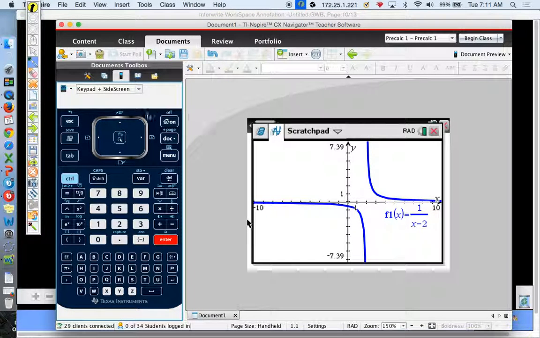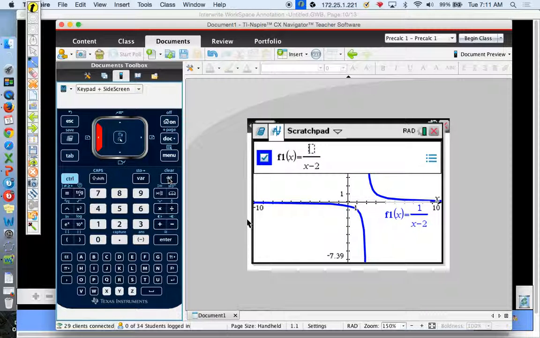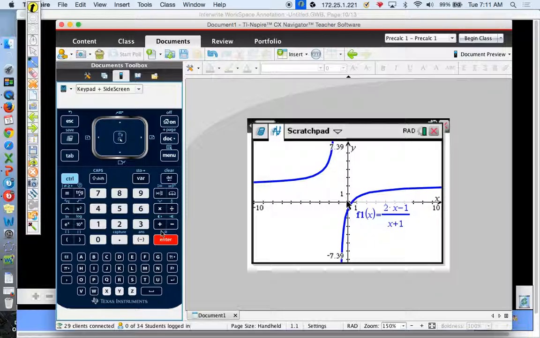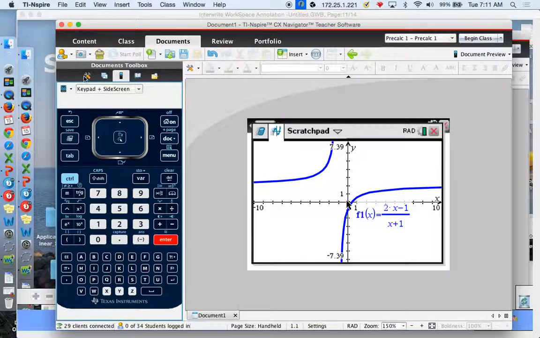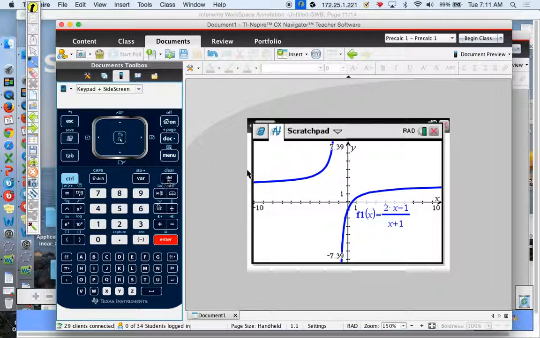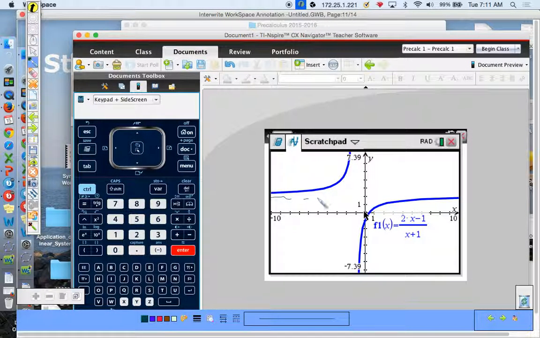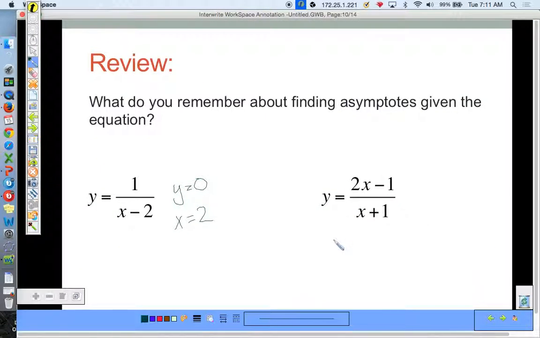And then we can go back and graph this other one. Again, tab goes up, and we could rewrite this as 2x minus 1 over x plus 1. Once again, it looks like we have one running right along here. So y equals 2 and x equals -1.